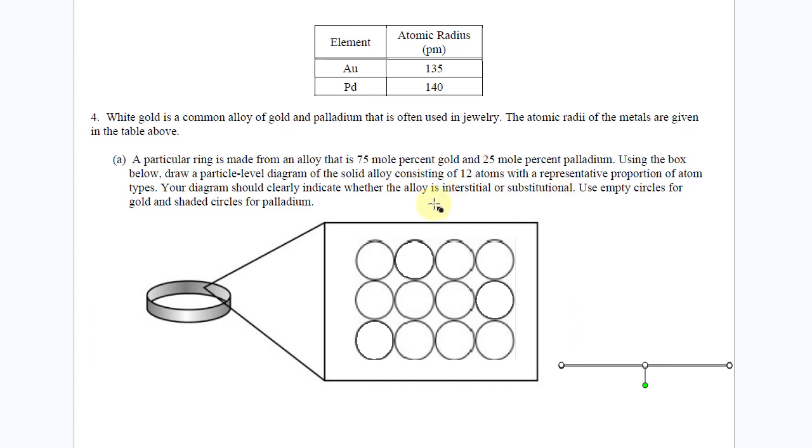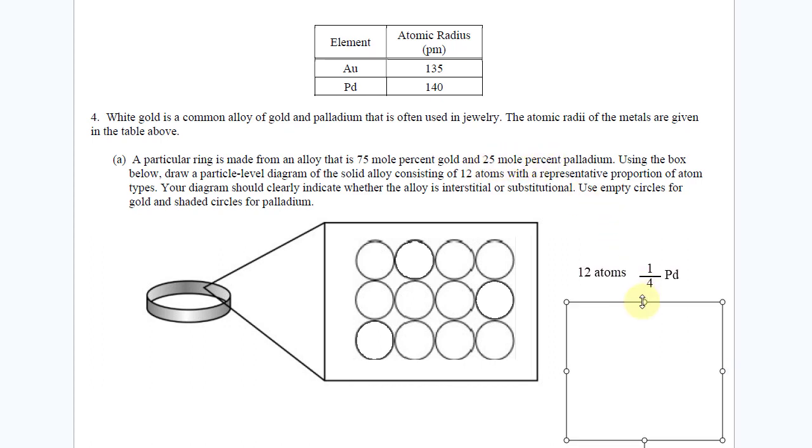Now the next thing is it is 75 mole percent and 25 mole percent. Those are numbers of atoms, and of 12 atoms, 1/4 of them are palladium, so the shaded ones are supposed to be palladium, so 1/4 of 12 is 3. 1, 2, randomly arranged 3. I guess I could have made this one over here. No, that's pretty random. We've done it.